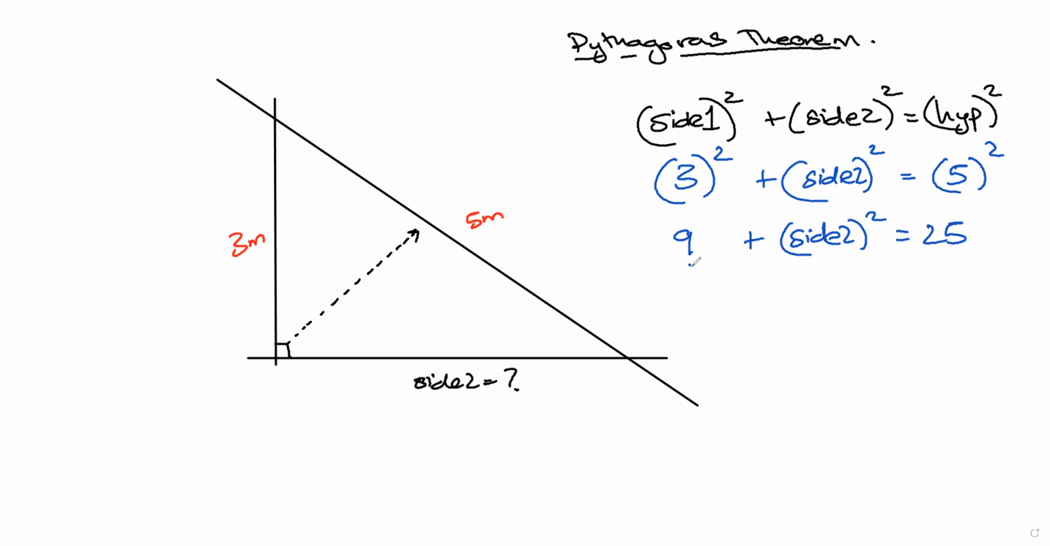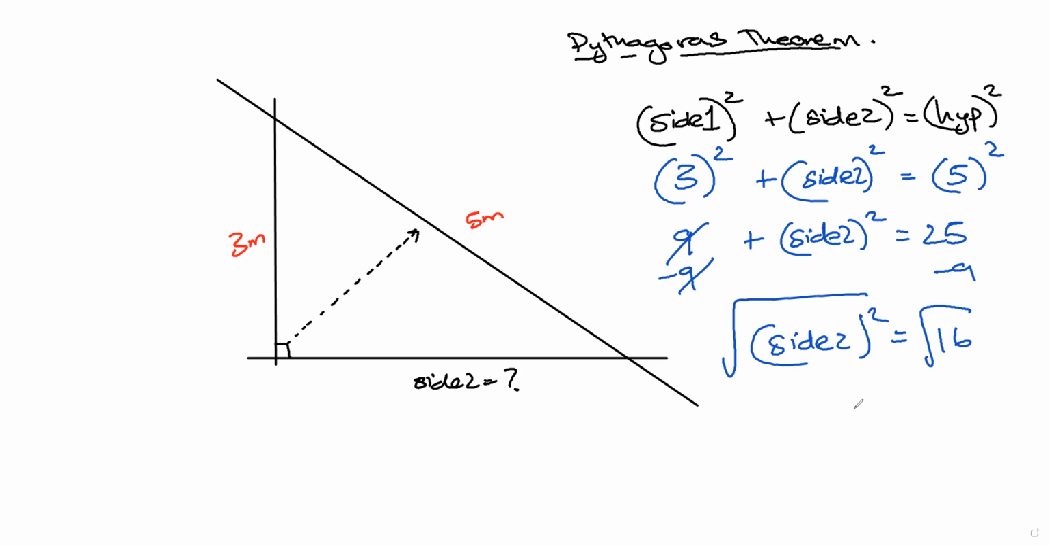I then take the 9 to the right-hand side. I change sides, change signs, and I minus it to get 16 on the right-hand side. Or I can use equations, say minus 9 gets me side 2 squared equals 16. Again, we square root both sides, and this becomes 4. So side 2 will equal 4. So this length is 4 meters. And we could do the same thing and find 3 meters using Pythagoras theorem.